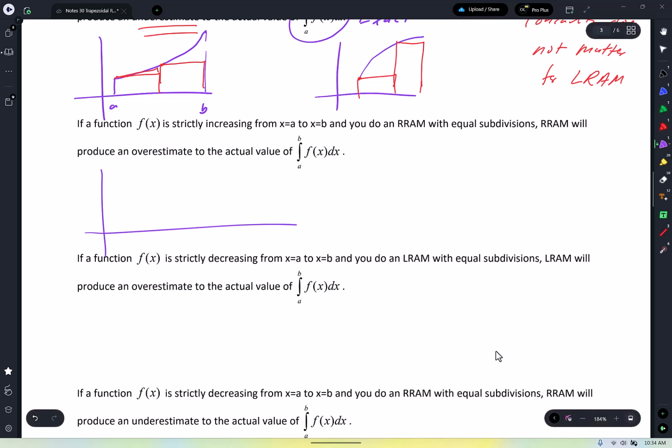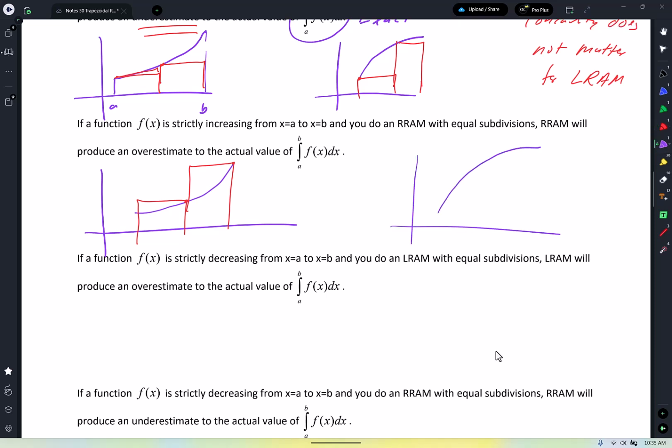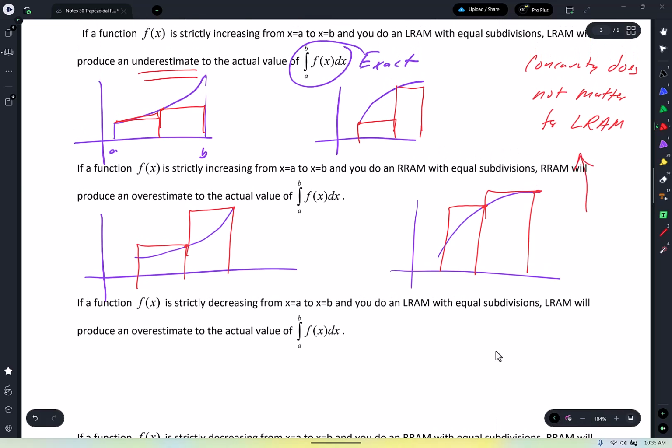And here's my curve. Let me do a better curve. Concave up. And we'll just do two rectangles, RRAM. See? They don't have to be perfect, guys. You do not have to be perfect. RRAM. See? Again, same thing. Concavity does not matter for RRAM. Increasing, decreasing does. You can see it's an overestimate.